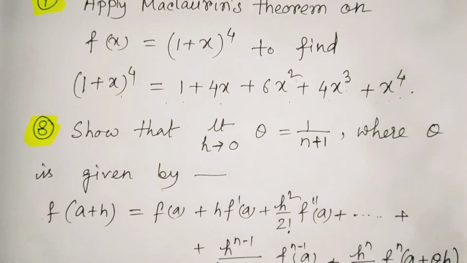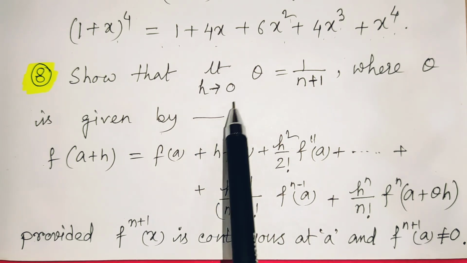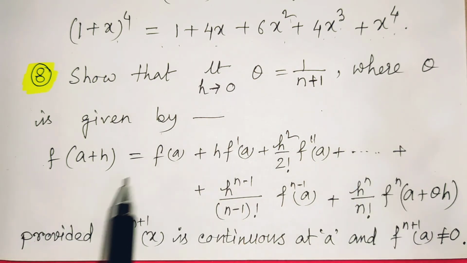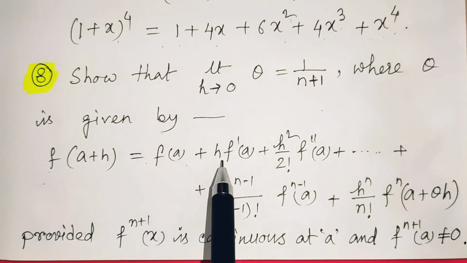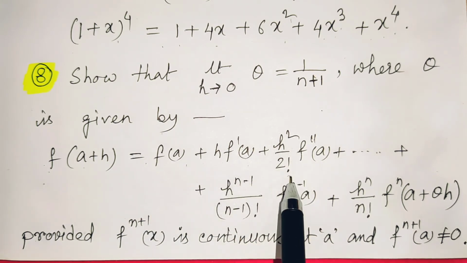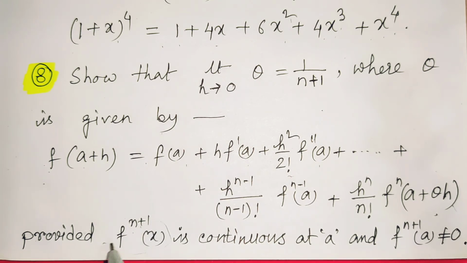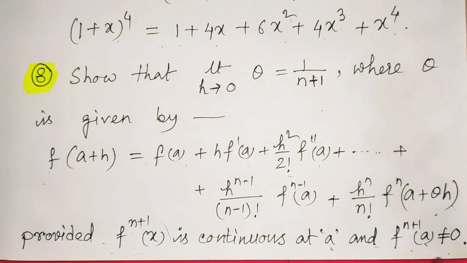One more and the final question for this video is to show that limit h tends to 0 of theta is equal to 1 by n plus 1, where theta is given by the expression f(a plus h) is equal to f(a) plus h f'(a) plus h squared by 2 factorial f''(a), and so on. Just look, the expression is nothing but Taylor's theorem, provided the n plus 1th order derivative of f is continuous at the point a and this n plus 1th order derivative at the point a is not equal to 0.